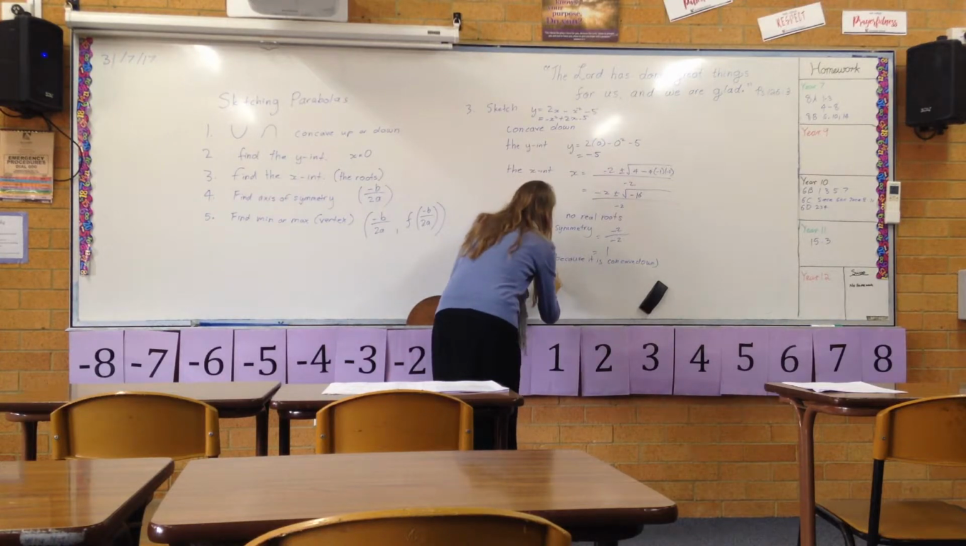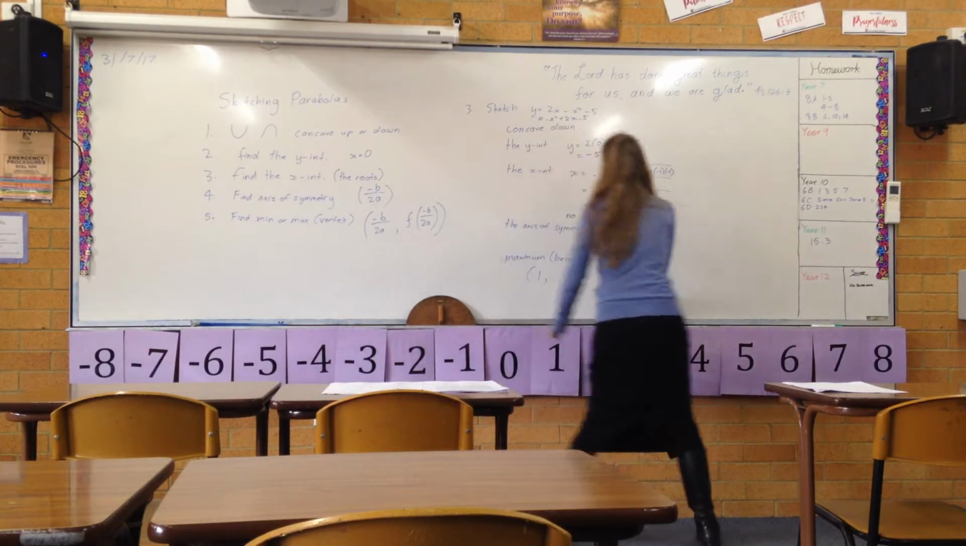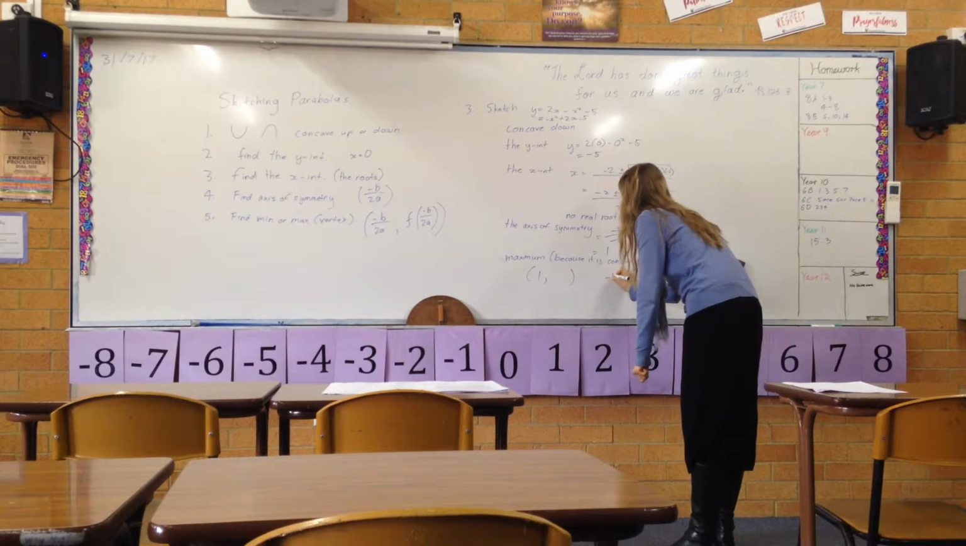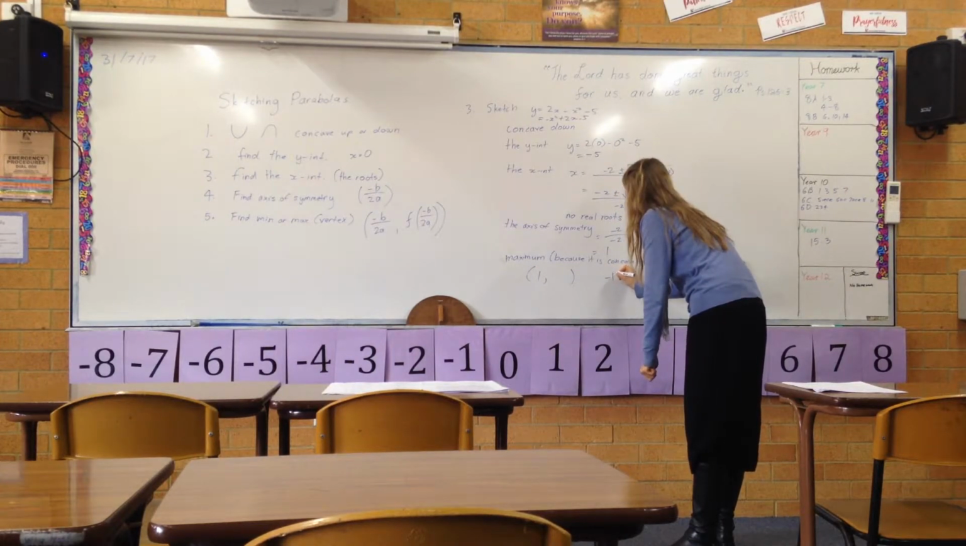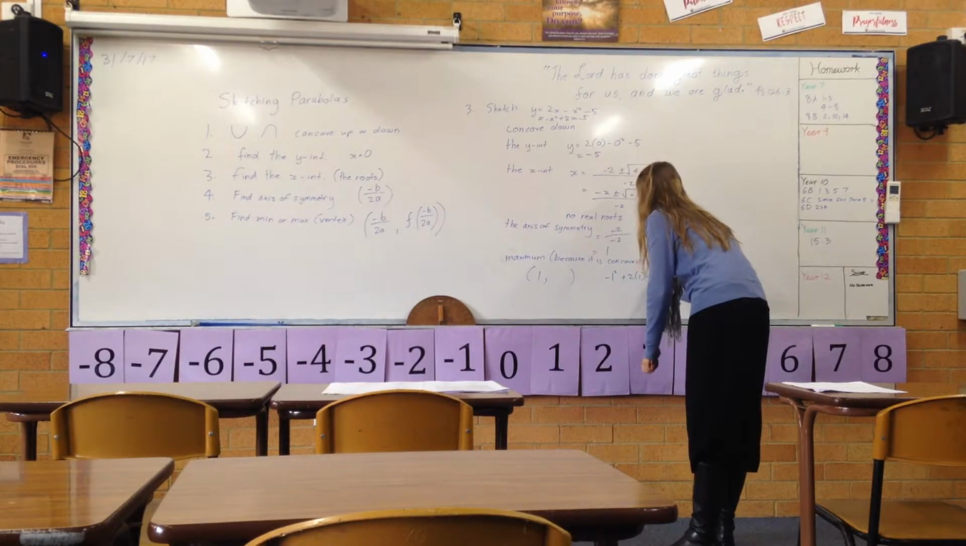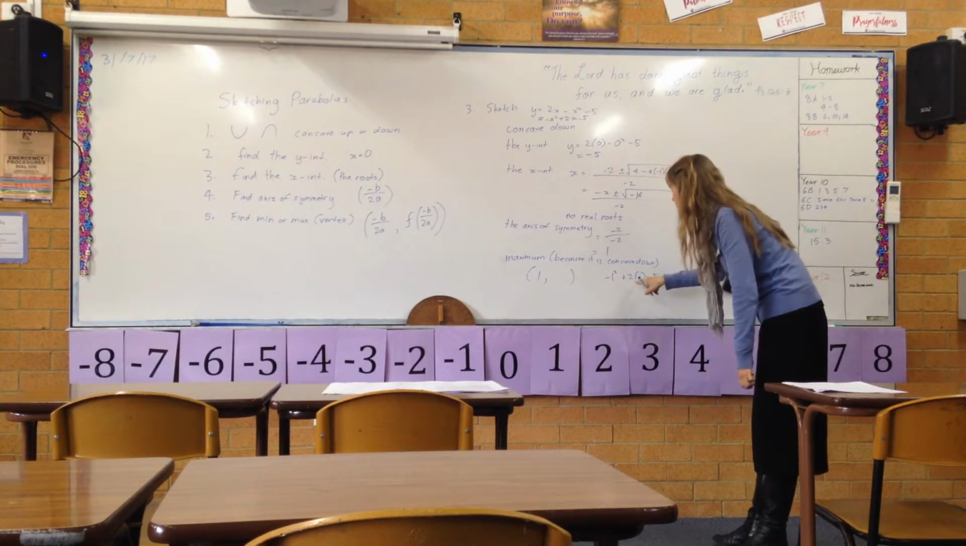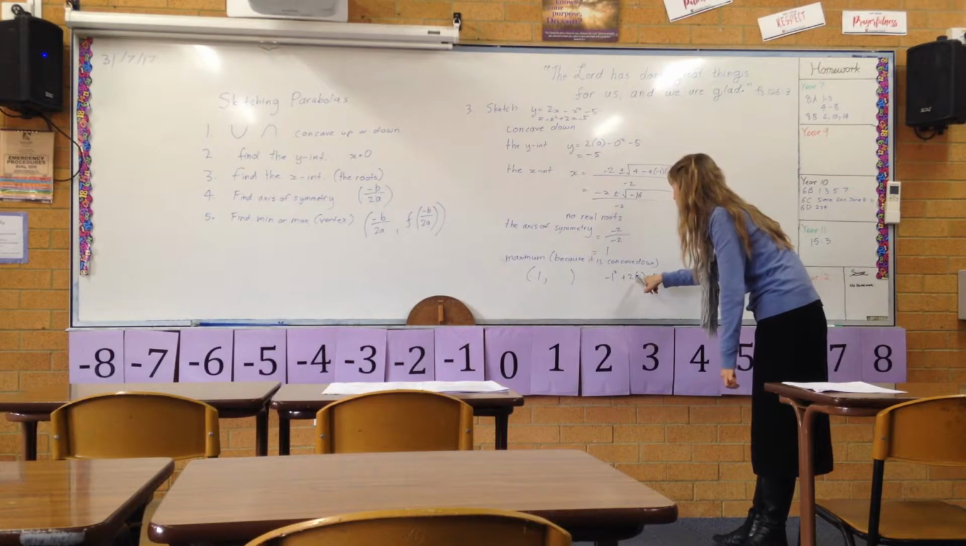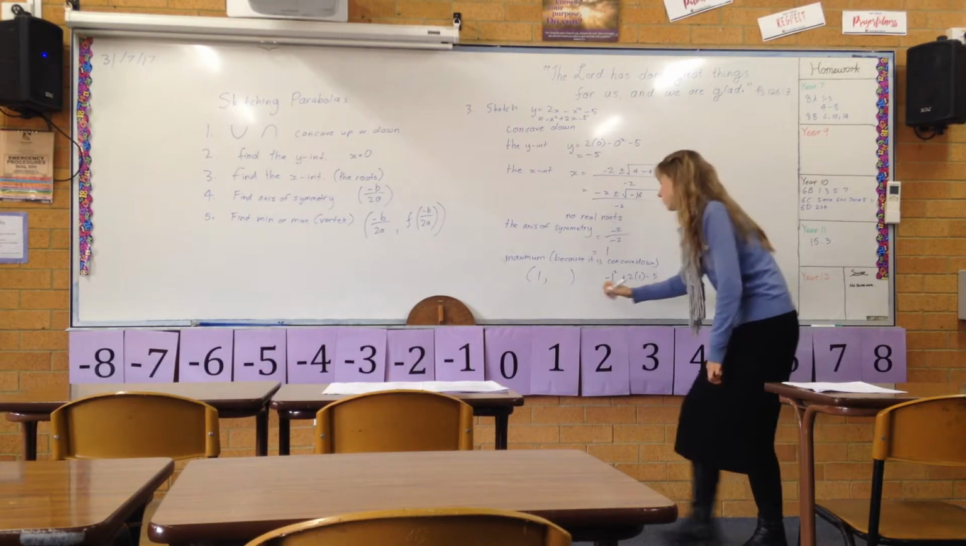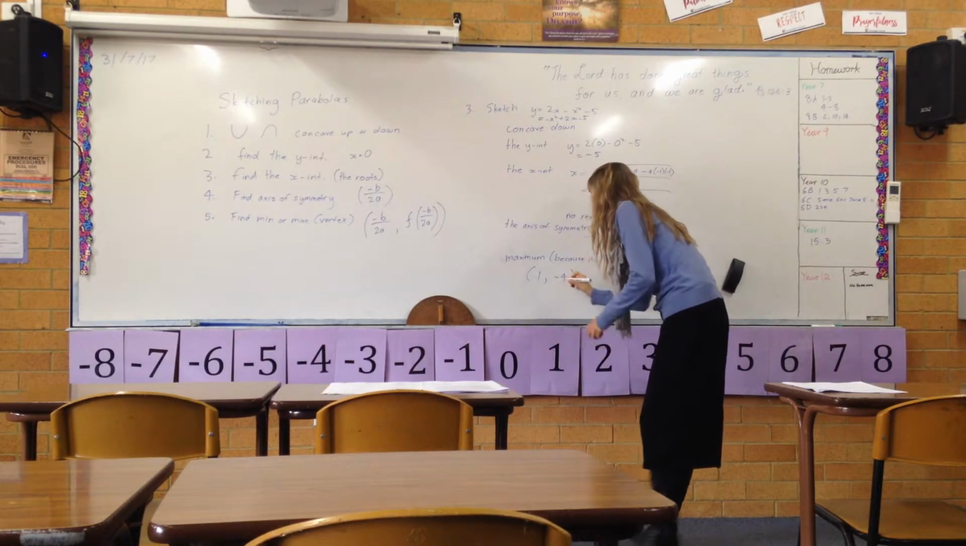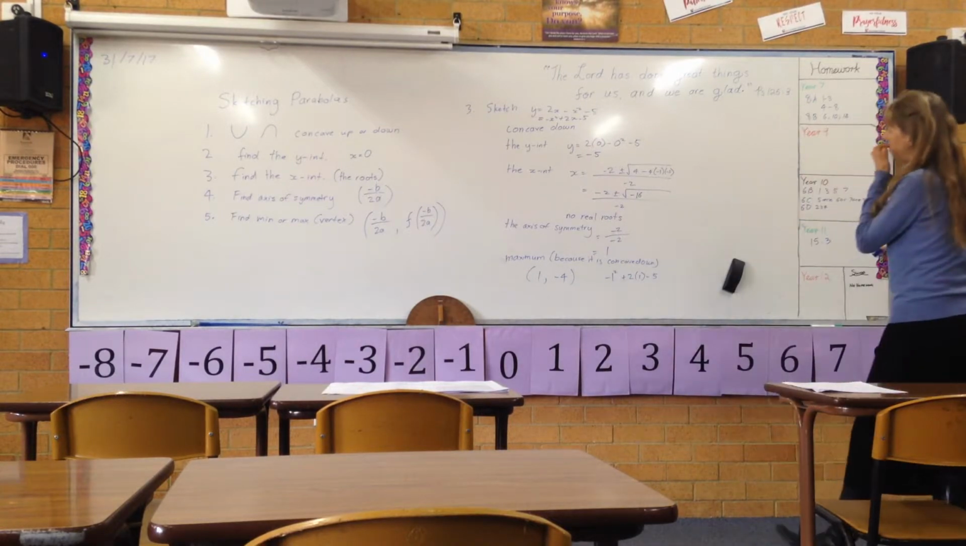Is 1, and on the side, let's just work it out. So minus 1 squared plus 2 times 1 minus 5. So that's minus 1 plus 2, which is 1. That's minus 4. So my maximum is 1, minus 4.